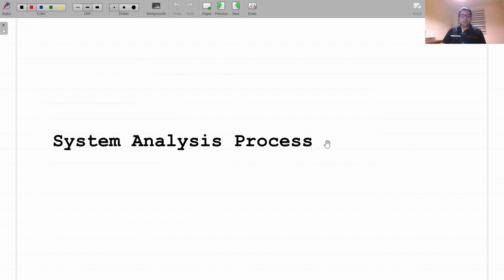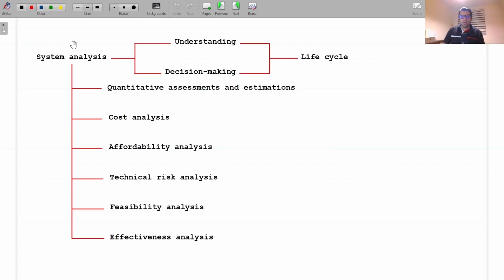In this part, I want to talk about the system analysis process and elaborate its details. The purpose of the system analysis process is to provide a rigorous basis of data and information for technical understanding to aid decision making across the lifecycle. This process performs quantitative assessments and estimations that are based on analyses such as cost analysis, affordability analysis, technical risk analysis, feasibility analysis, effectiveness analysis, and other critical quality characteristics.